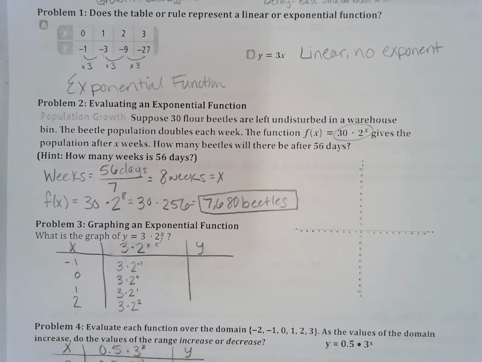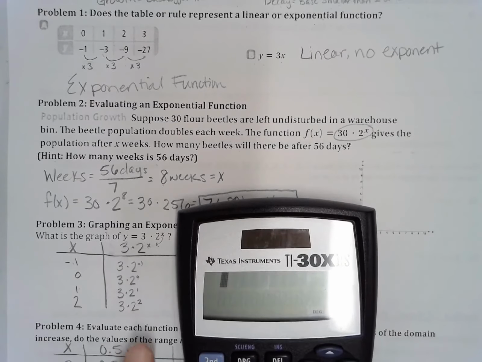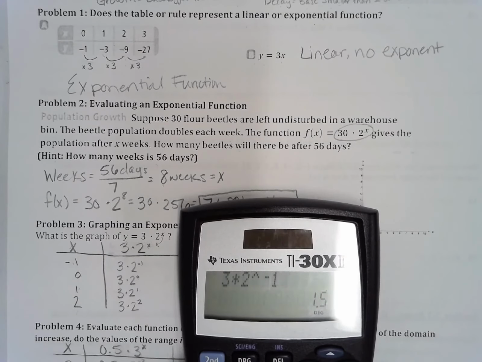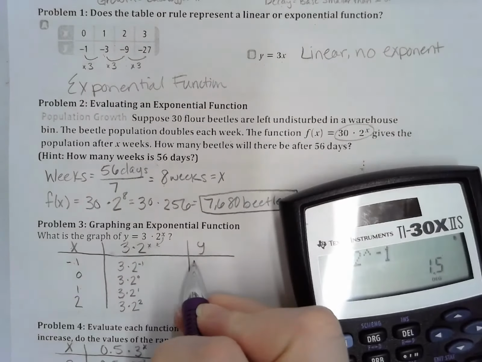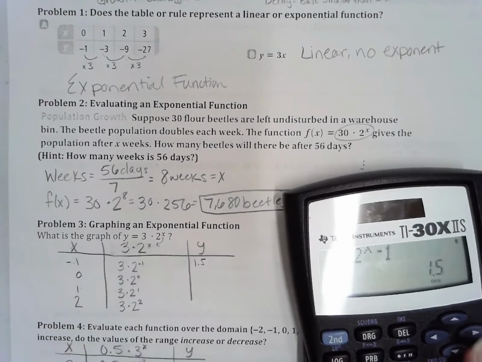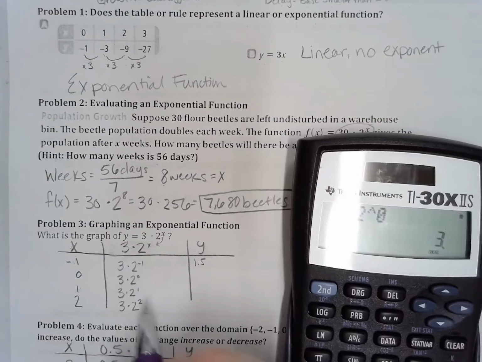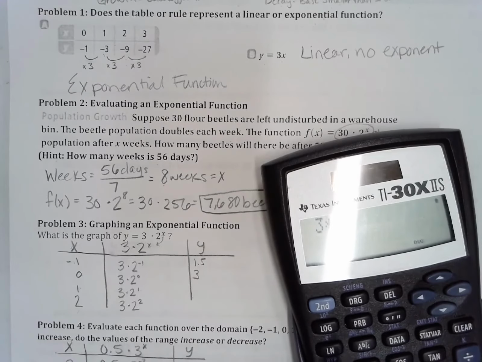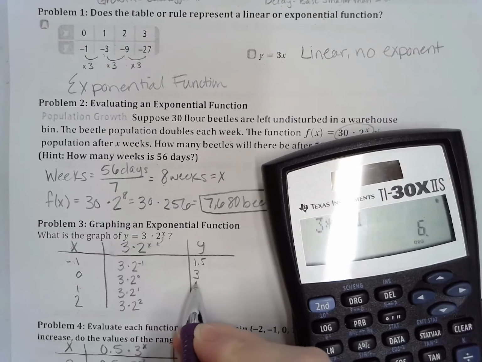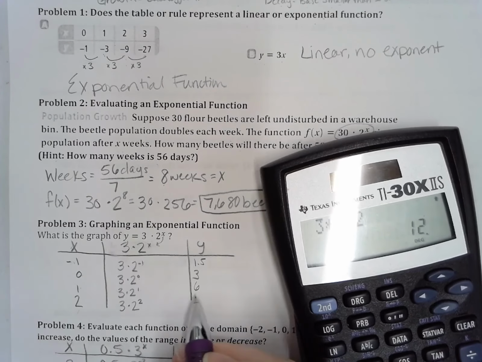So now I can use my calculator and plug this in all at the same time. So 3 times 2 to the negative first power is 1.5. So I'm going to put that number on the y column, 1.5. Then I do 3 times 2 to the 0 power, which is 3. 3 times 2 to the first power, which is 6. And finally 3 times 2 to the second power, which is 12.